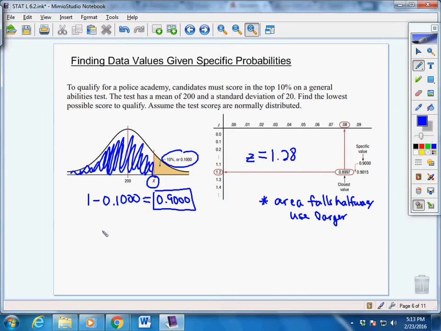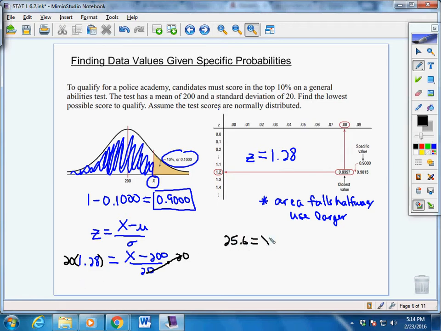Remember our formula, let me rewrite that. The z-score is going to equal whatever the value is minus the mean, divided by the standard deviation. Now let's fill in what we know. We know that the z-score is 1.28. We do not know the value, but I can subtract off our mean of 200 and divide by our standard deviation of 20. Solve it. Multiply each side by 20. When you do that, 1.28 times 20 works out to 25.6, which equals x minus 200. Then add 200 to each side, and we get that x is equal to 225.6.